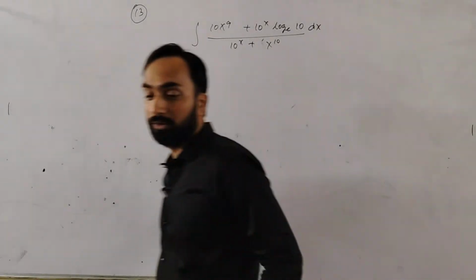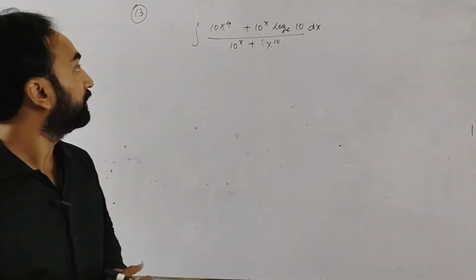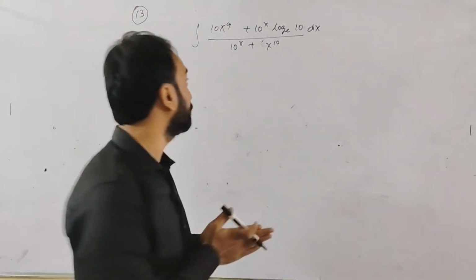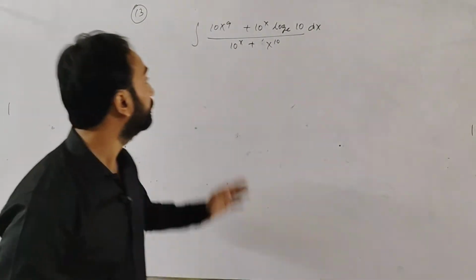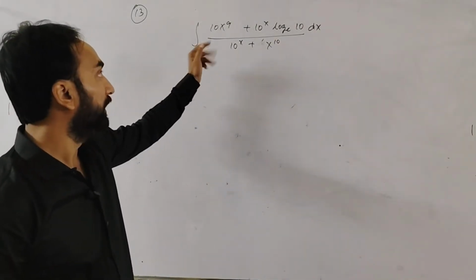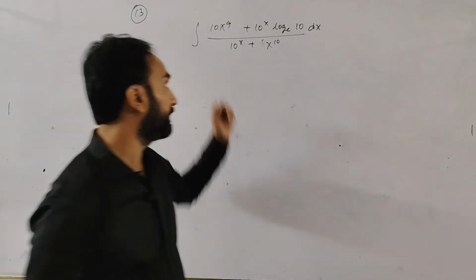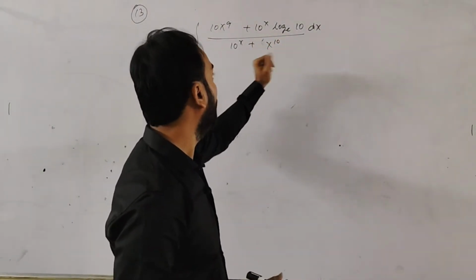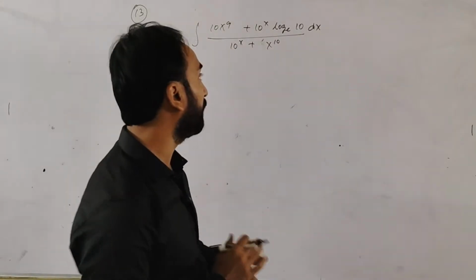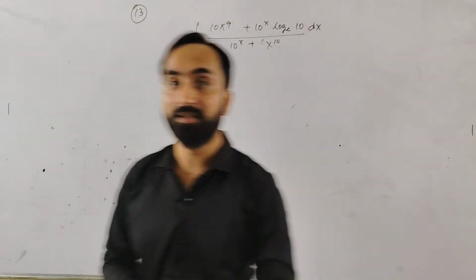Okay, so we are doing the integration series, and now we have question number 13, that is the integral of (10 to the power x to the power 9, 10x to the power 9 plus 10 to the power x ln 10) divided by (10 to the power x plus x to the power 10). Let's see how we can do it.